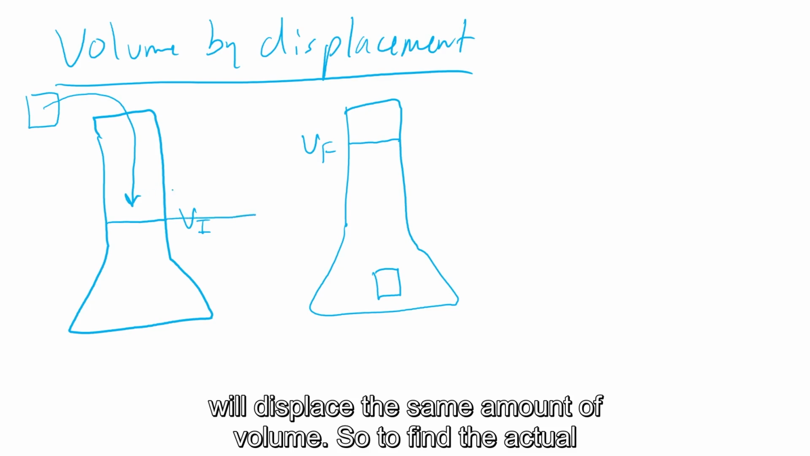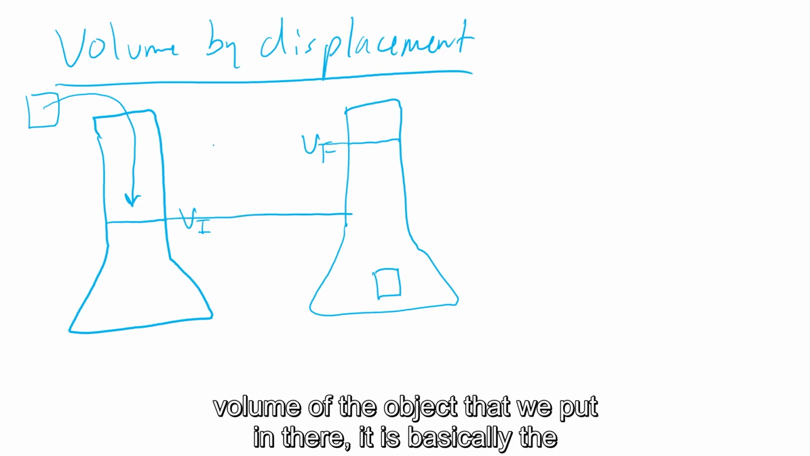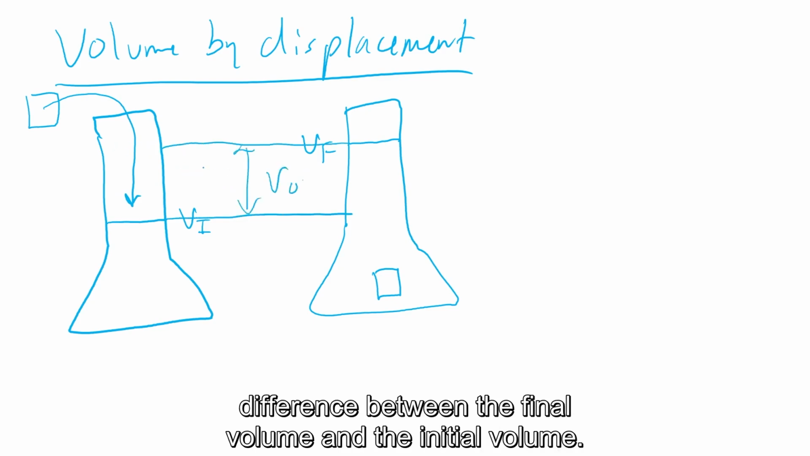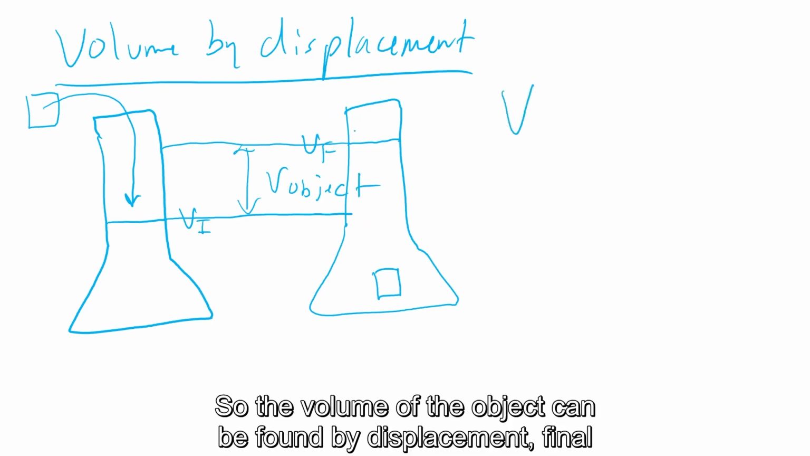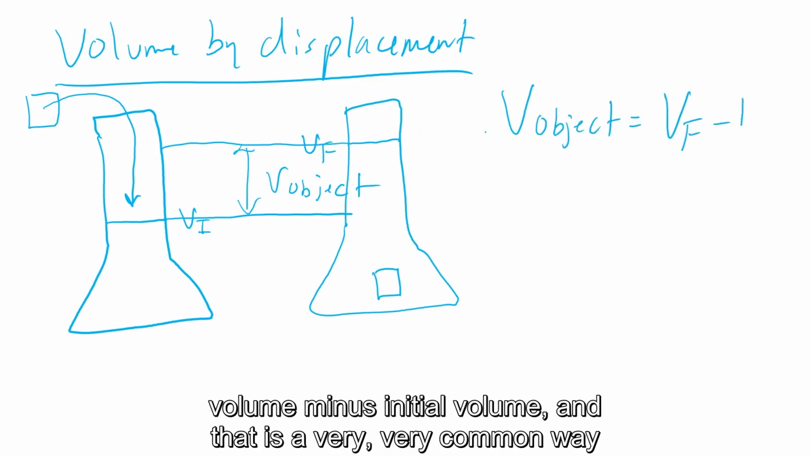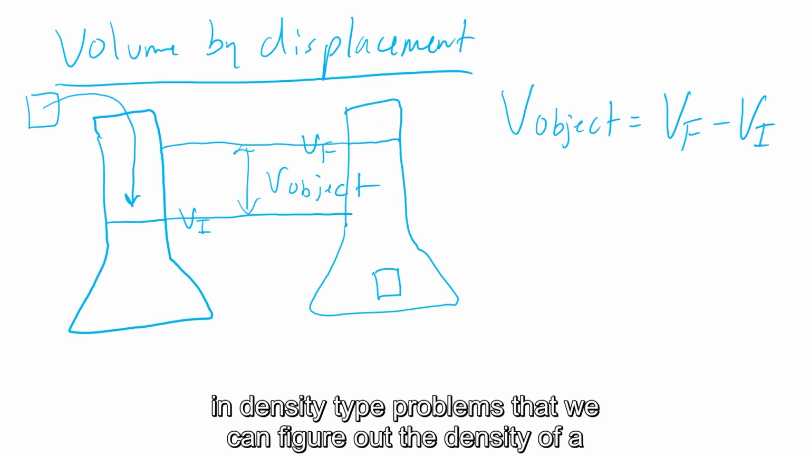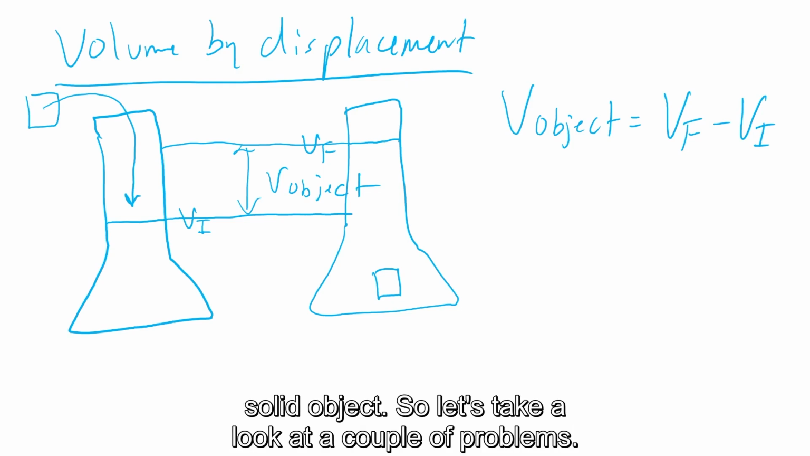So to find the actual volume of the object that we put in there, it is basically the difference between the final volume and the initial volume. So the volume of the object can be found by displacement: final volume minus initial volume. And that is a very, very common way in density type problems that we can figure out the density of a solid object. So let's take a look at a couple of problems.